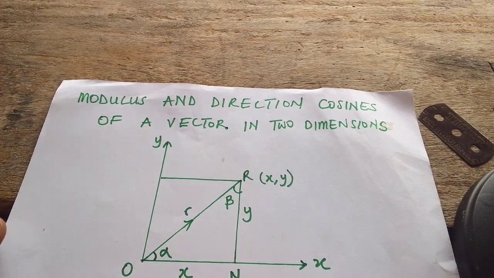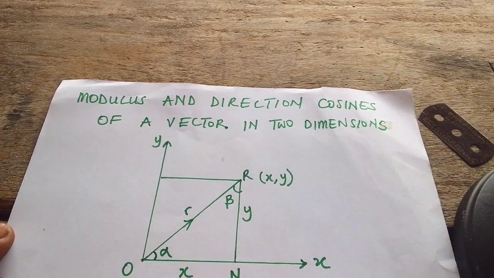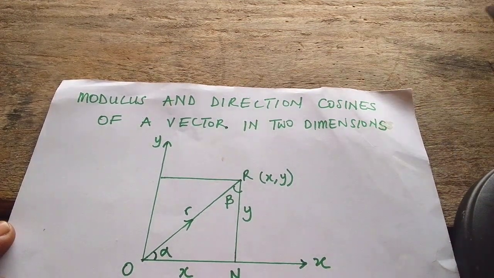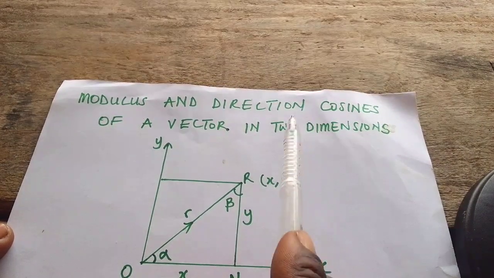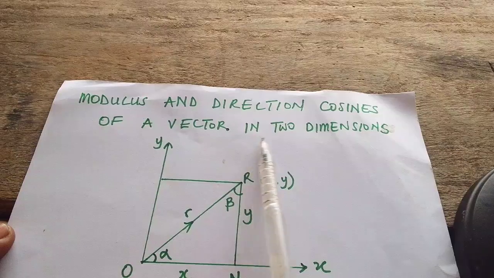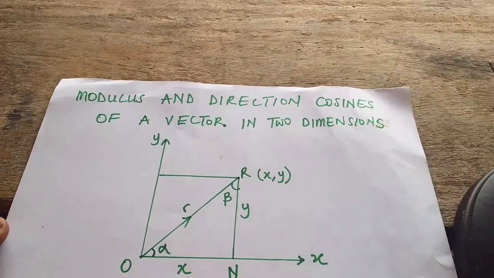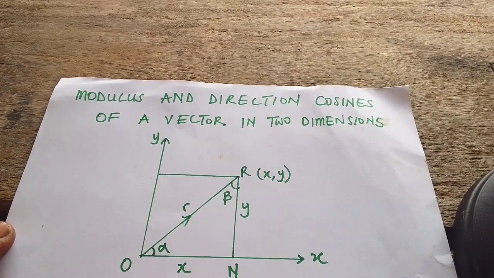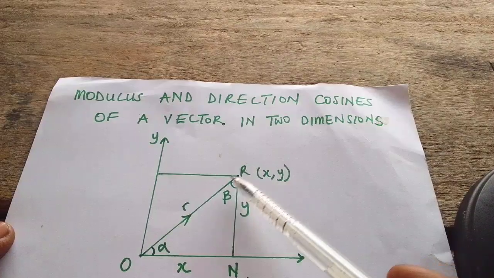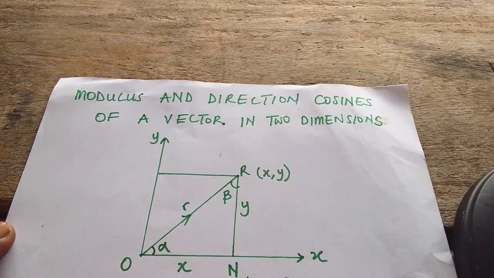Hello students, now we are looking at modulus and direction of a vector. The modulus and direction cosines of a vector in two dimensions. So when you talk of two dimensions, that means we are talking of the x and y components of a vector. Now if this happens to be a vector, OR is a vector.